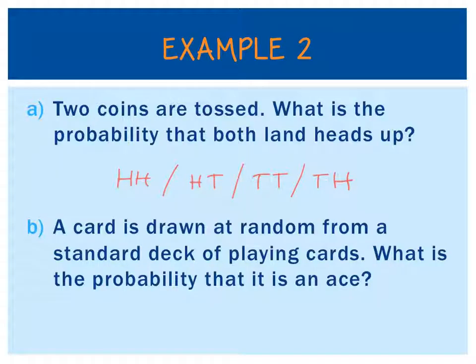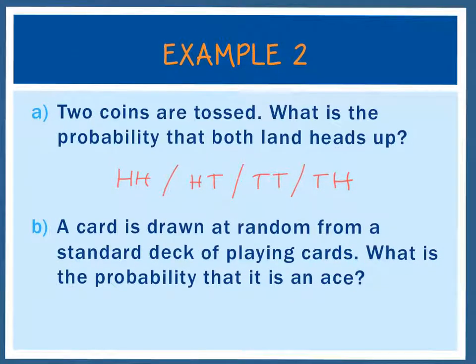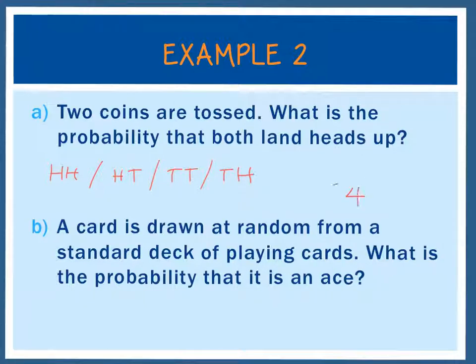All right, so example 2 says 2 coins are tossed. What's the probability that both land heads up? So I just pasted in the sample space we already created, right? We said if 2 coins are tossed, then the options are heads, heads, heads, tails, tails, tails, tails, heads. So my sample space is what number? How many different options are there? 4. The event I'm looking for is that both are heads, which happens how many times in this sample space? 1. So the probability of both being heads is 1/4.